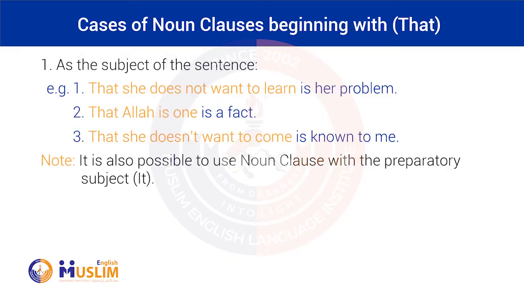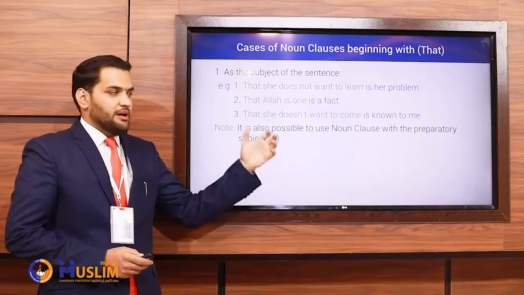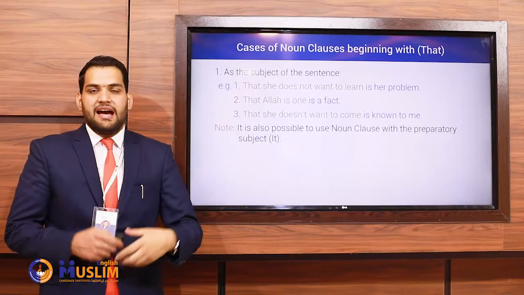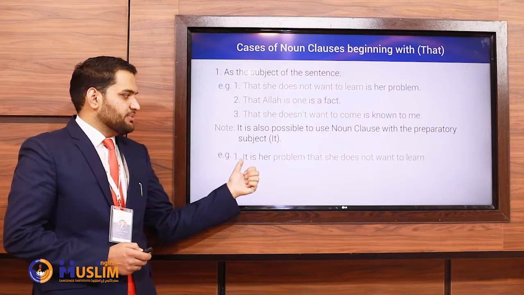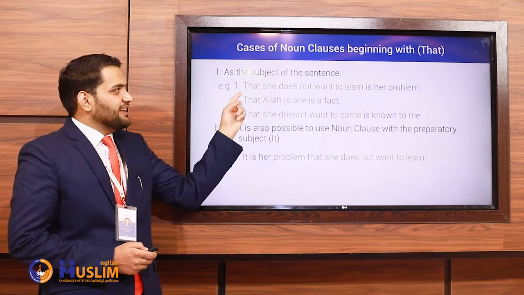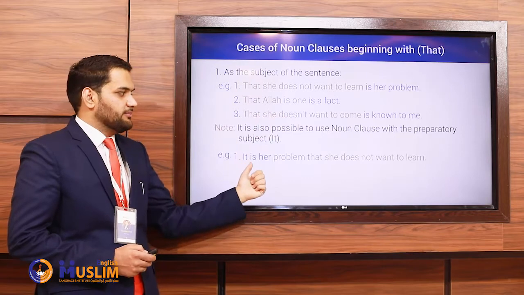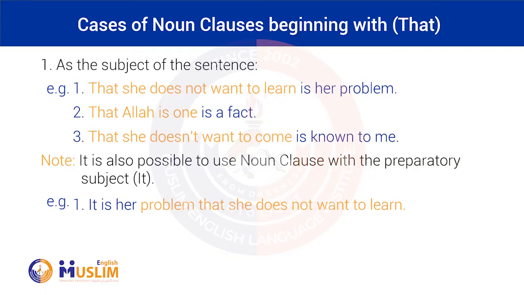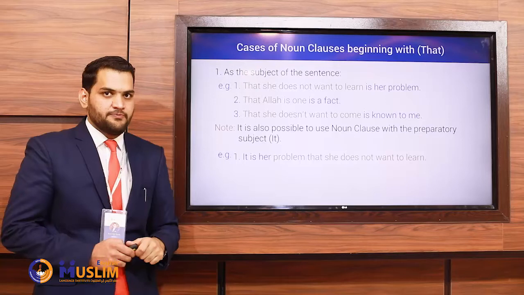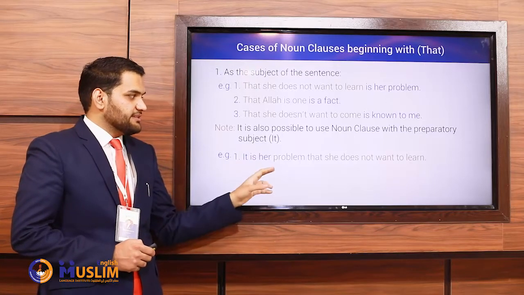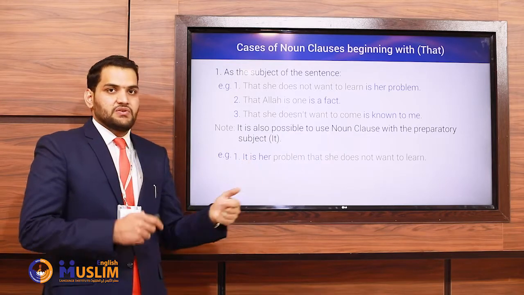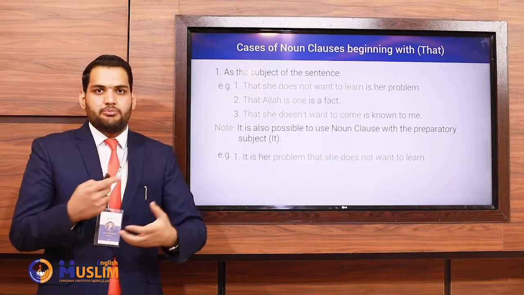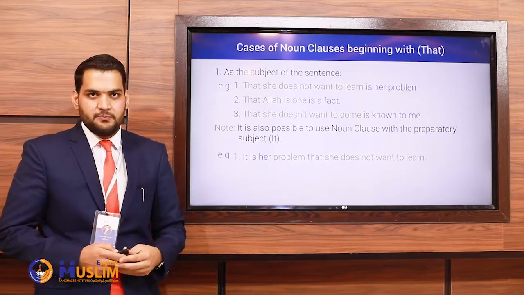Note, it is also possible to use noun clause with the preparatory subject it. A preparatory subject is also called unreal subject or anticipatory subject. For example, you can say the same sentence, that she does not want to learn is her problem, like this. It is her problem that she does not want to learn. In this sentence, the real subject is that she does not want to learn. But it is called an anticipatory or preparatory or unreal subject.